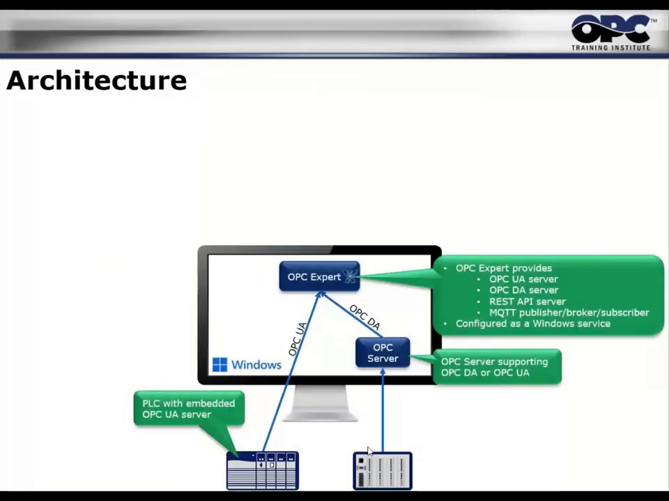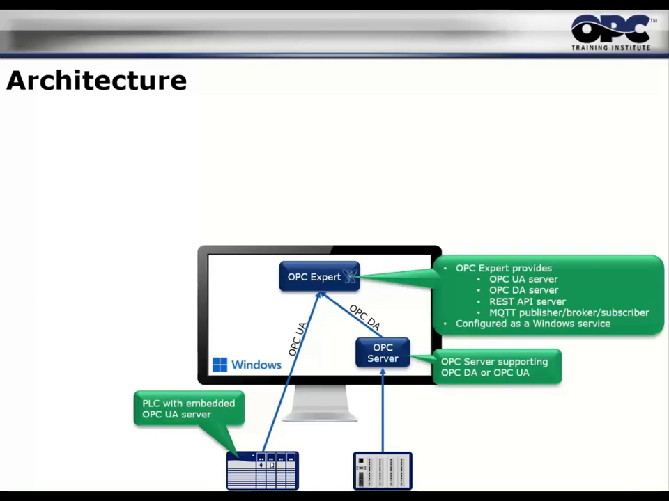We've got a couple of PLCs and we can bring data in via OPC UA. Maybe this is embedded. Maybe it's a separate application. Maybe this is a UA server. Maybe it's a DA server. Maybe it's an application, maybe it's not, whatever. You're bringing data here, DA or UA. Now, this can take out the data using UA or DA or REST API, of course, MQTT and so on. And of course, it runs as a Windows service.